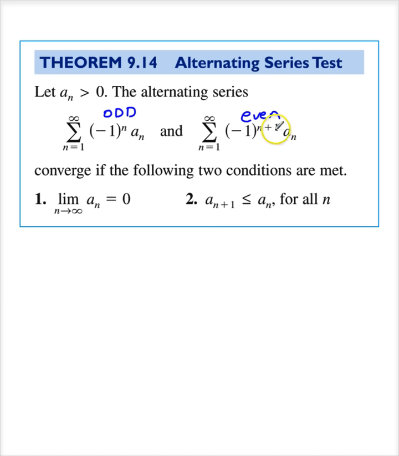So if you have an alternating series of the form, the sum as n goes from 1 to infinity of (-1)^n a_n, or the sum as n goes from 1 to infinity of (-1)^(n+1) a_n, then this alternating series converges if the limit as n goes to infinity of the nth term goes to 0, and if you can show that a_(n+1) is less than or equal to a_n for all n. So basically the terms are getting smaller and they're monotonic.